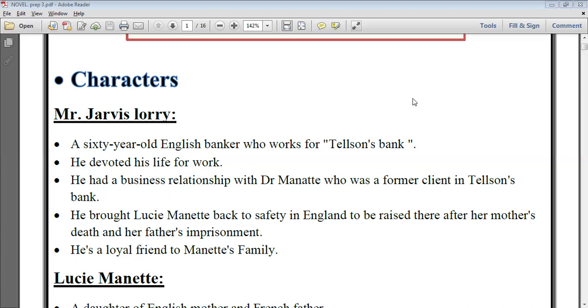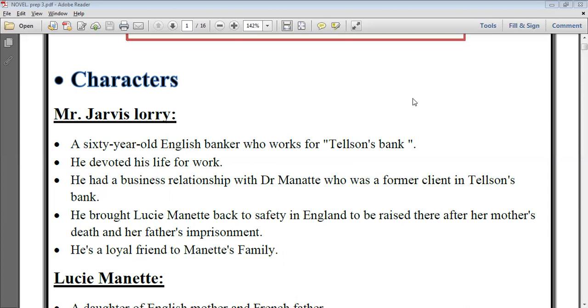So one of the most important characters in this story, and one of the main characters, is Mr. Jarvis Lorry. He's an old English banker. He works for Tellson's Bank. I think this man plays an important role in all the events of the story. You have to take care of what I'm saying. This man brought Lucie Manet back to safety in England to be raised there after her mother's death.